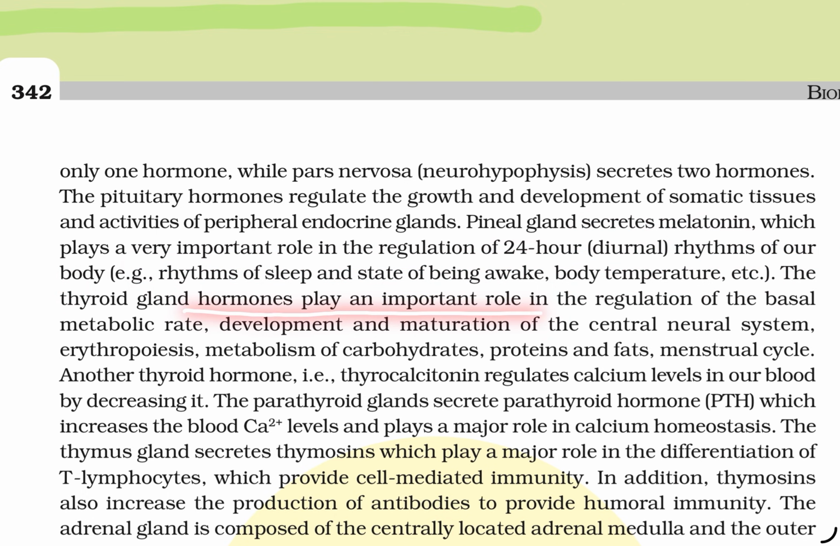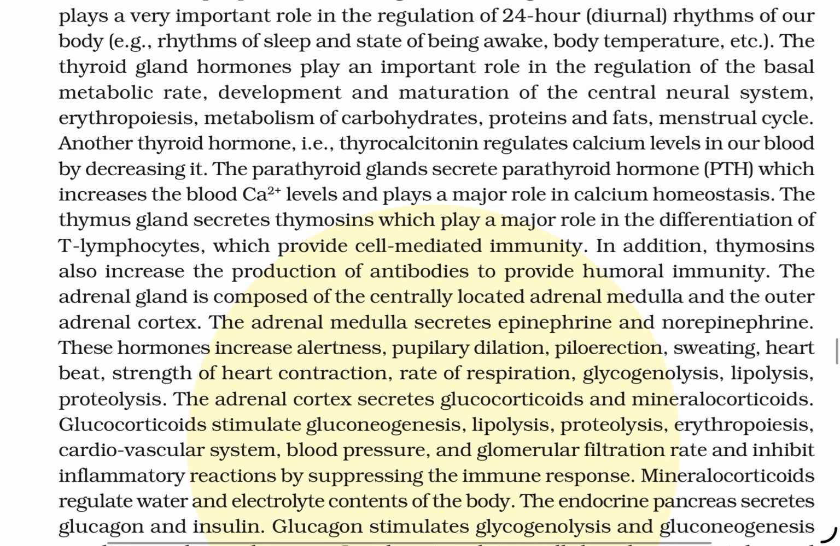The thyroid hormones play an important role in the regulation of basal metabolic rate, development and maturation of the central nervous system, erythropoiesis, metabolism of carbohydrates, proteins and fats, and menstrual cycles. Another thyroid hormone, thyrocalcitonin, regulates the calcium level in the body by decreasing it. The parathyroid gland secretes parathyroid hormone, which increases the calcium level in the blood and plays an important role in calcium homeostasis.